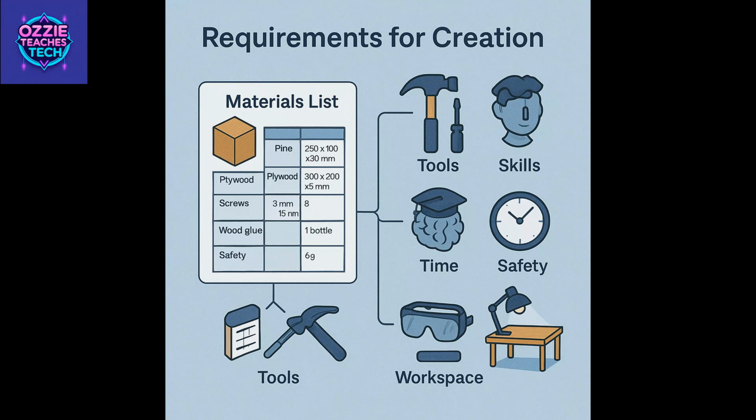Do you need adult supervision for certain steps? 6, workspace requirements. How much space do you need? Does it need specific conditions, ventilation, water access, etc.? Where will you actually make this? How should you present all this in your design portfolio?